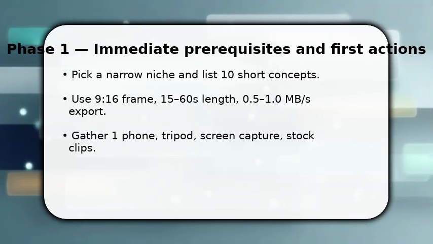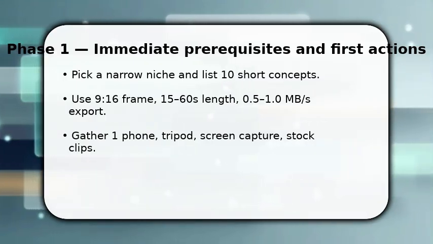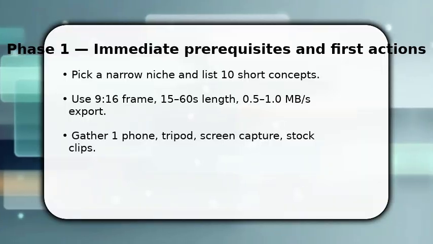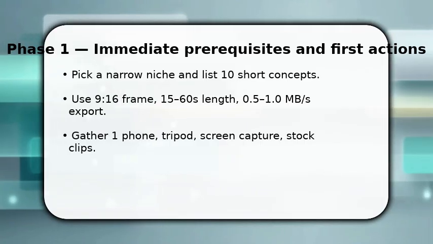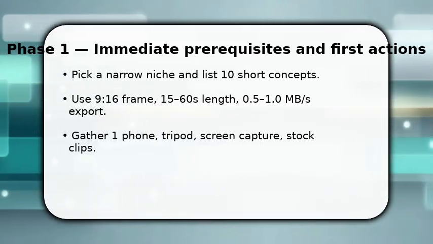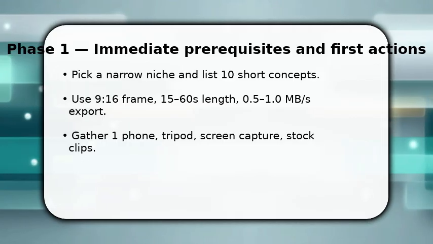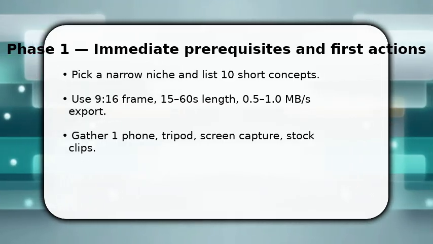You begin by locking the niche and the first idea, then set minimal gear. Start with one phone on a tripod, screen capture software, and a stock clip account. Record in 9:16, aim for 15-60 seconds, and export at a stable bitrate. Once done, name files clearly and create a 10-topic batch. Make sure to storyboard one short, hook, value, call to action. This gets you producing immediately rather than planning forever.